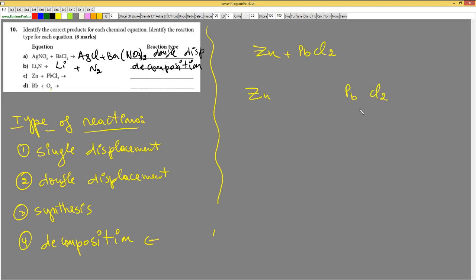So what will it give me? This one will dissolve because it is a compound. It will give me Pb and Cl. How many Cls? It will give me Cl2. 2 Cls here.